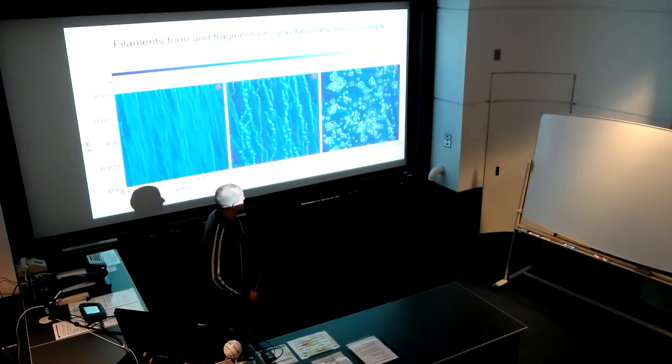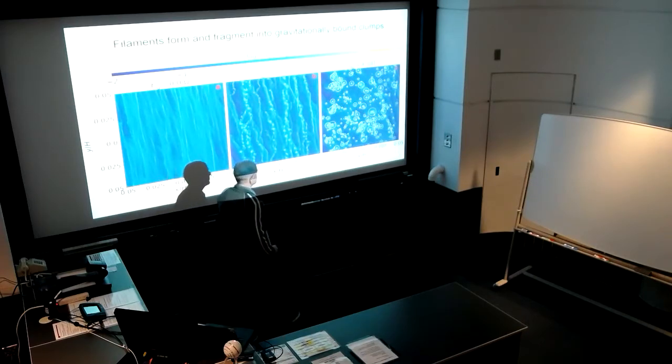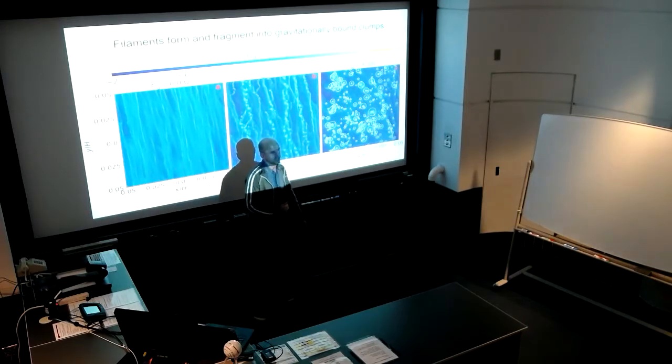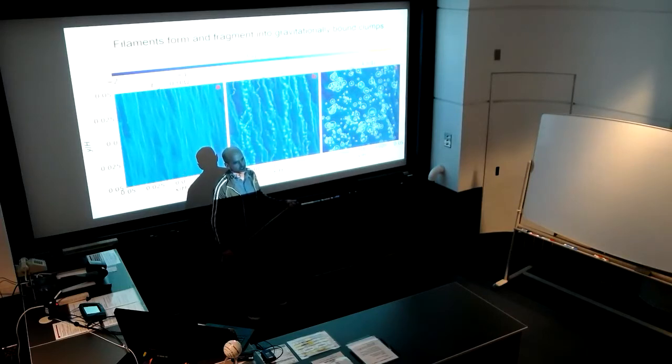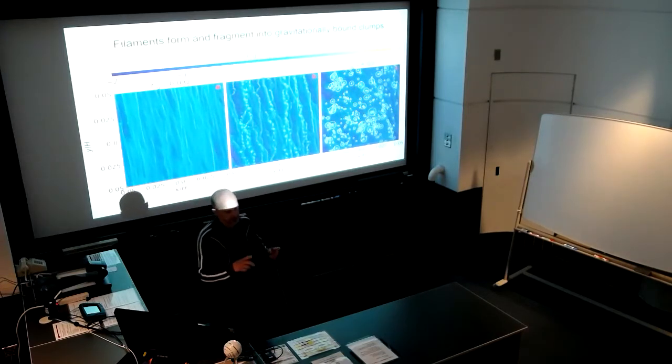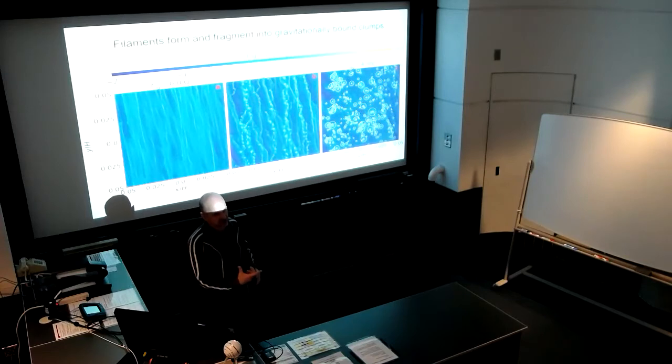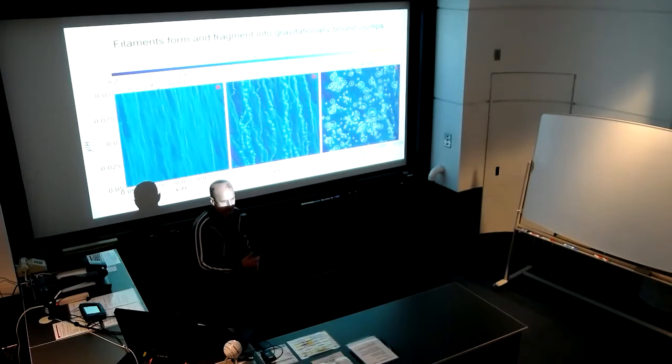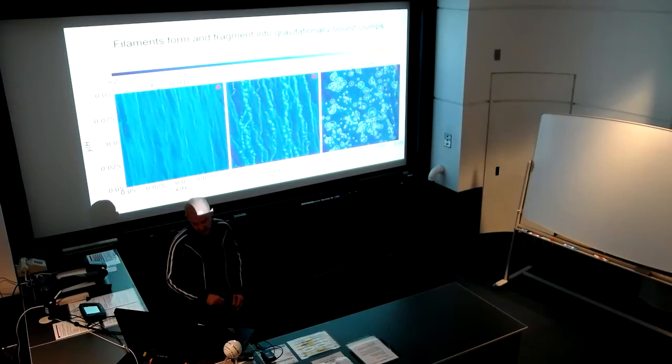So unfortunately, the gravity solver in these simulations is not good enough to follow the gravitational collapse of these clouds into planetesimals, right? That's because of its Fourier-based code based on the grid, and the grid has certain resolution, and you can't resolve anything that's smaller than that resolution.